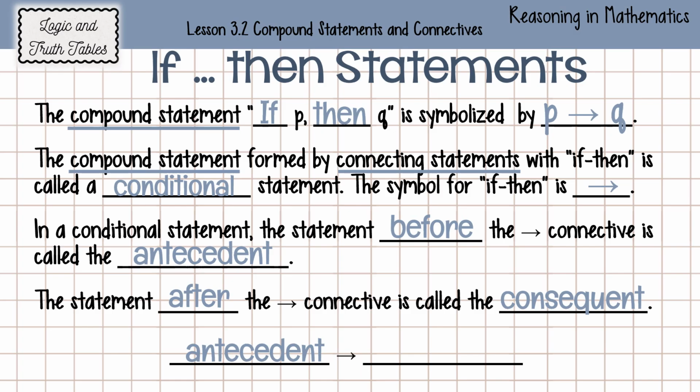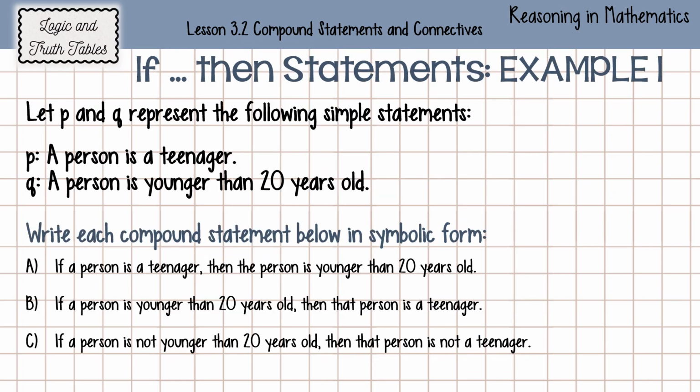So antecedent implies consequent. If-then statements, example 1. Let P and Q represent the following simple statements. P, a person is a teenager. Q, a person is younger than 20 years old. Write each compound statement below in symbolic form. If a person is a teenager, that is P, then the person is younger than 20 years, that's Q. So that's just P implies Q.